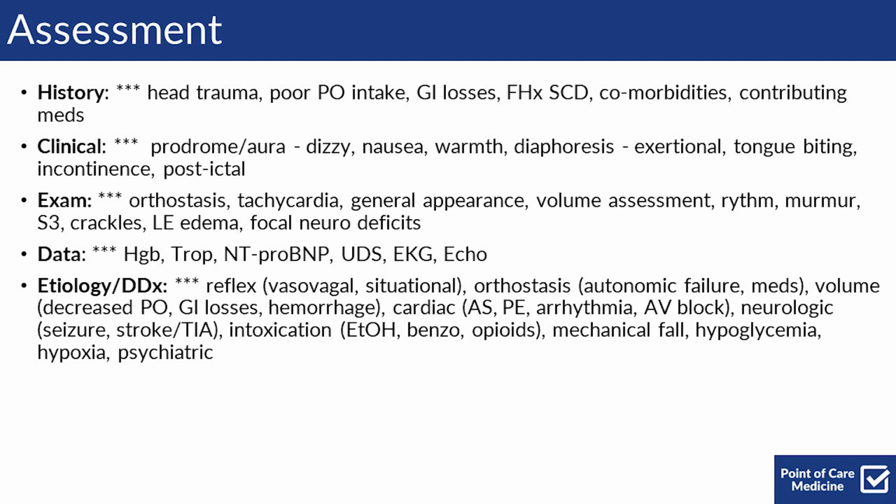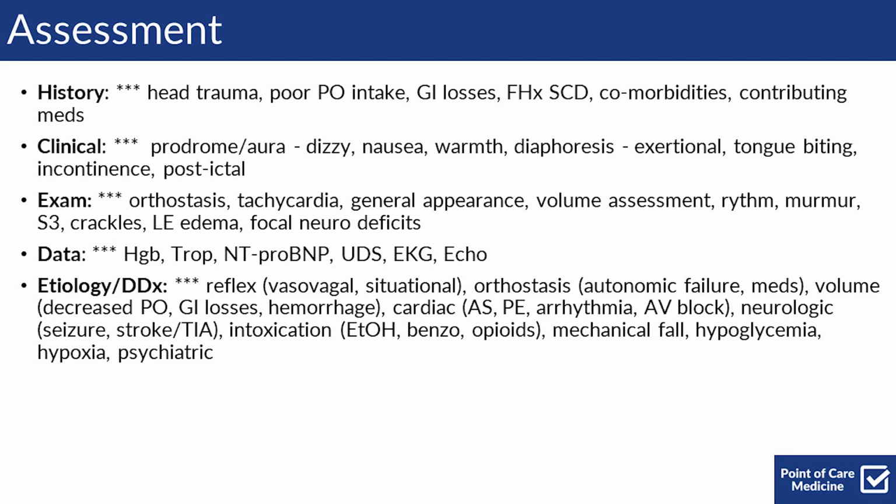In terms of the etiology and differential diagnosis, the most common thing being reflex syncope, which includes vasovagal and situational. There's orthostasis, which we talked about, including autonomic failure and medications. There's volume loss, which can be due to decreased PO intake, GI losses, or hemorrhage, as well as cardiac, which is probably the most concerning, including aortic stenosis, pulmonary embolism, arrhythmia, or an AV block.